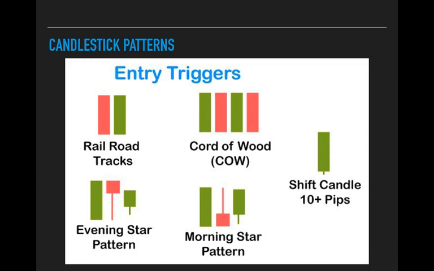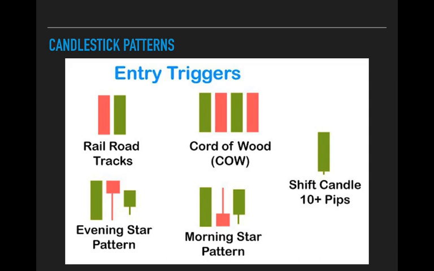Okay, so we have railroad tracks, which basically look just like the name says. It's two bars next to each other, one green, one red, and usually denotes a reversal incoming. Then we have something called a cord of wood, which is like two sets of railroad tracks side by side. Then we have the two star patterns, evening star and morning star. An evening star denotes a sell coming in, and a morning star denotes a bullish or buying reversal coming.